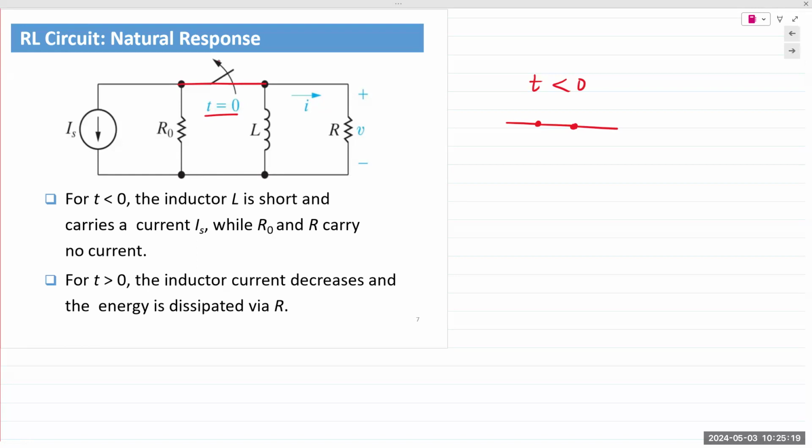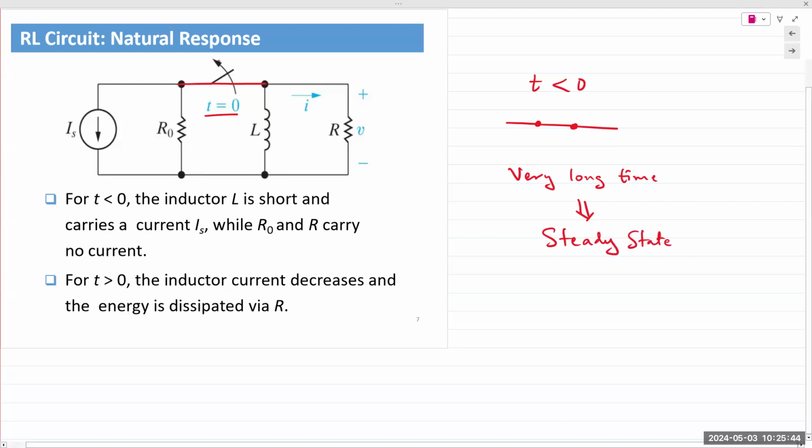If the problem statement doesn't give you anything about the past, it simply states a very long time, then you simply assume or infer that it has had sufficient time to reach steady state. We don't care about what happened in the past. We are not analyzing the past. We are not analyzing the circuit before time t equal to 0. But we need to know that value so that we can begin our analysis.